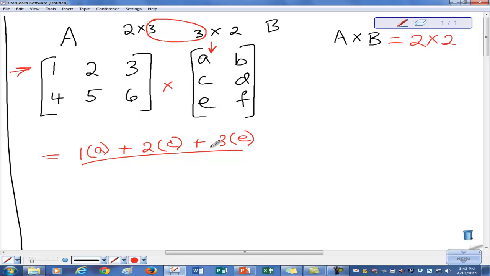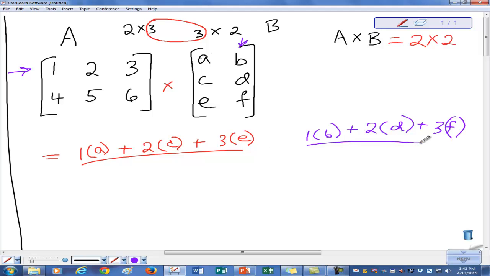Now what we're going to do is we're going to multiply the first row times the second column, and that'll be the second number. So we're going to multiply across and then down. So this will be 1 times B plus 2 times D plus 3 times F. And that'll be the second number. And so when you multiply and add all these together, you're going to get a single number here.